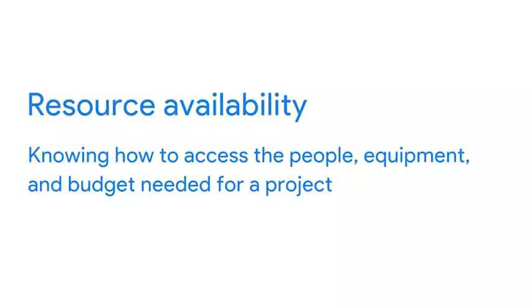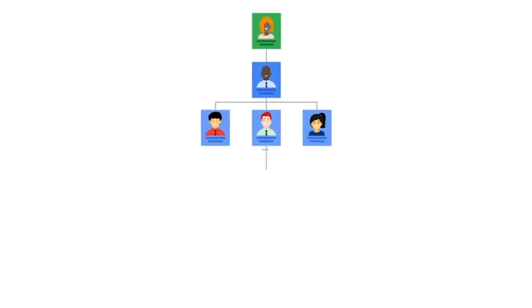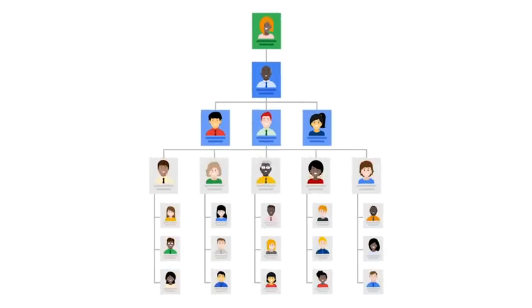Another way organizational structures can impact project management is through resource availability. Managing a project is a lot easier when you know how to access the people, equipment, and budget that you need. Let's explore how different structures can affect the way you manage a project. In a classic structure, you might find yourself with less authority and a tighter scope. You may need to rely on getting approval from the appropriate managers, directors, and department heads in order to move forward and complete certain tasks.